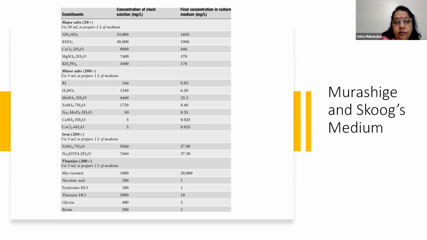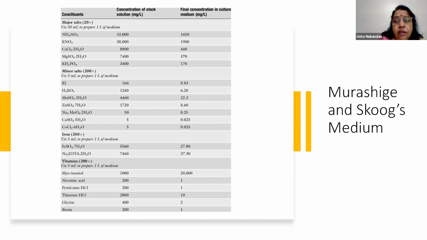Then what are the minor salts? You want iodine, so potassium iodide. You want boron, boric acid. Then you want manganese, manganese sulfate. Then zinc sulfate, molybdenum, copper, cobalt. All these are very essential, but they are required in lesser amount. So how much concentration did you take? 200x. So you will be taking only 5 ml per liter.